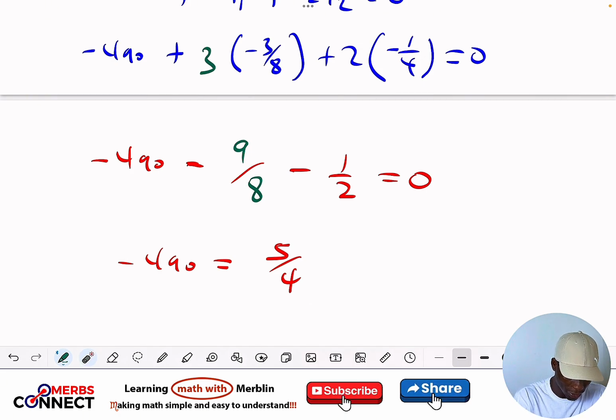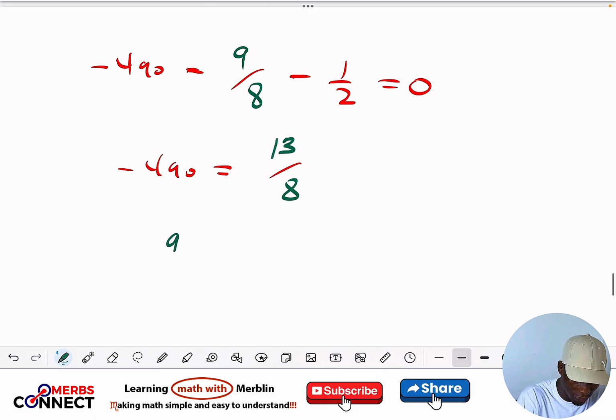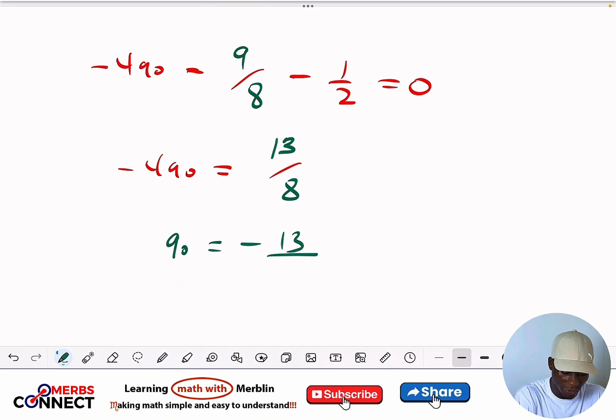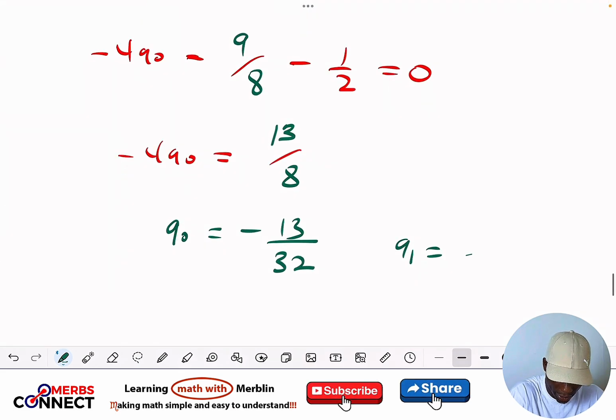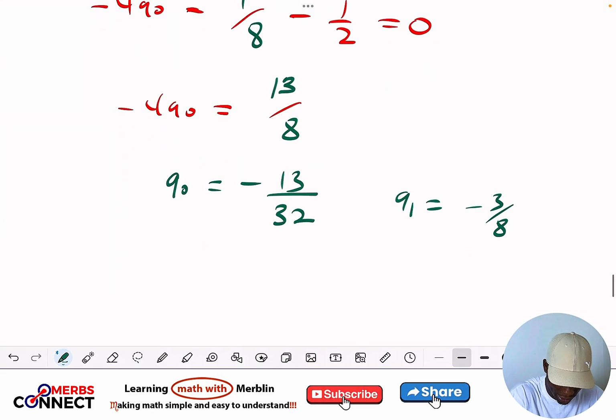And then now this one is 8, 4. So this is going to be minus 13, so 13 divided by 8, indeed. Then when you divide through by minus 4, this is going to give us minus 13, then 4 times 8 is 32. So we've gotten a naught to be this. a1 is minus 3 on 8, and then a2 is equal to minus 1 over 4.